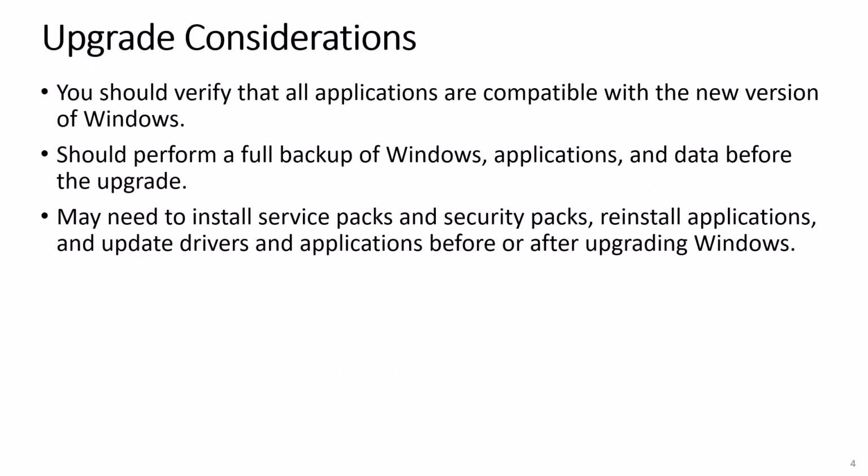Before you upgrade, you should take some safety steps. First, you should verify that all applications are compatible with the new version of Windows. In case something goes wrong, you should also ensure that you have a backup of Windows, the applications, and data before you upgrade. Also keep in mind that you may need to install service packs and security packs, reinstall applications, and update drivers and applications before or after upgrading Windows.